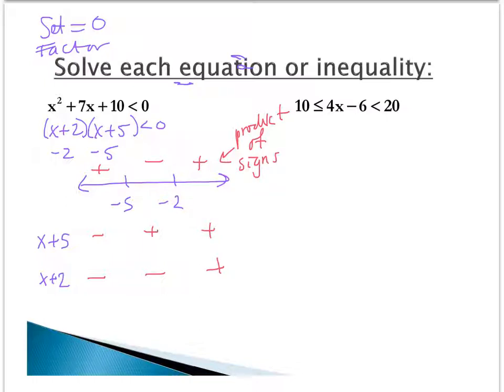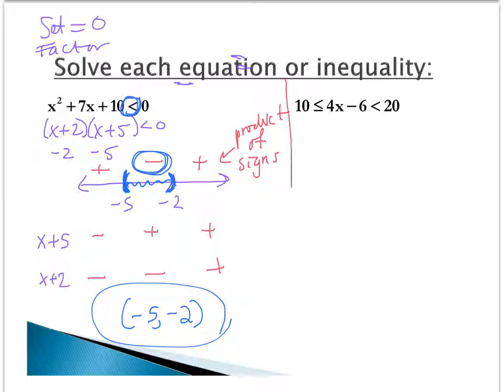Now, because this problem is a less than problem, things that are less than 0 are negative. Therefore, my solution set would be the values that are in between -5 and -2. Because there is no equals to bar, I would use parentheses here, and then I would color in the space in between. So my solution is -5 to -2.